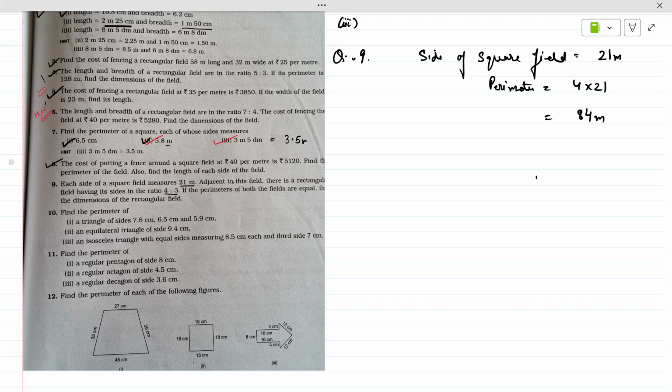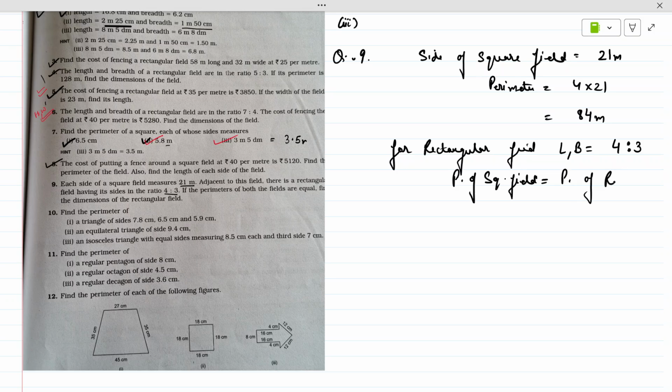Now what is next? Adjacent to it, there is a rectangular field having its sides in 4:3 ratio. Now for a rectangular field, the length and the breadth, they are in the ratio 4:3. Okay. Now the perimeter of both the fields are equal. So what it is saying is that perimeter of square field is equal to perimeter of rectangular field.